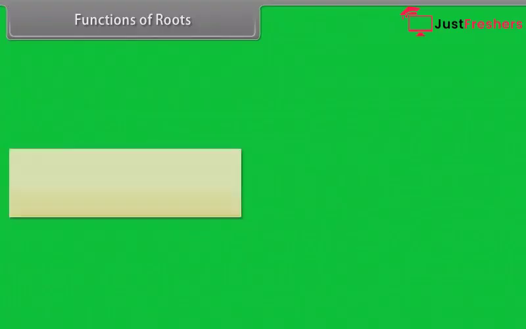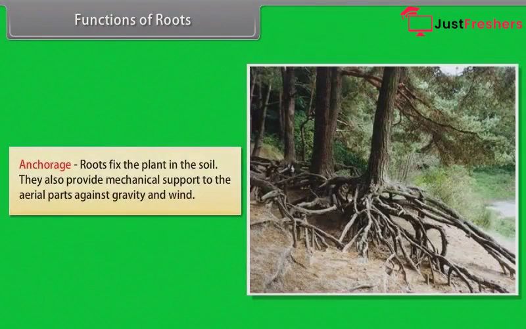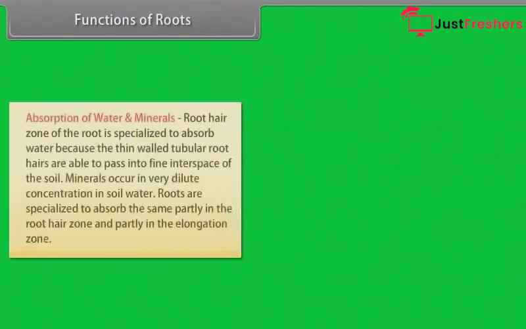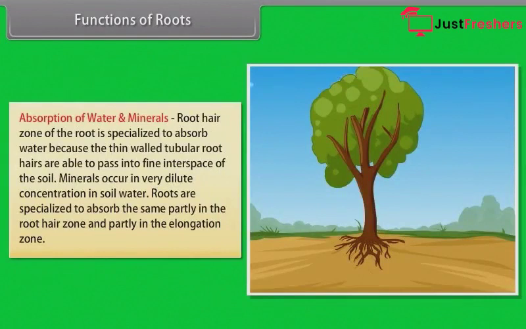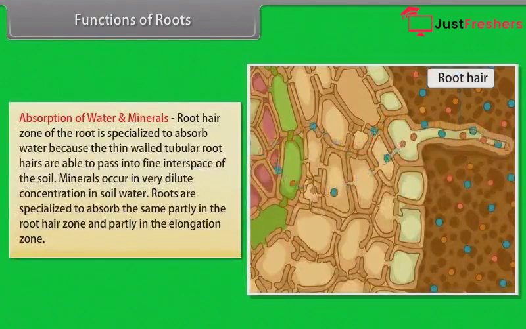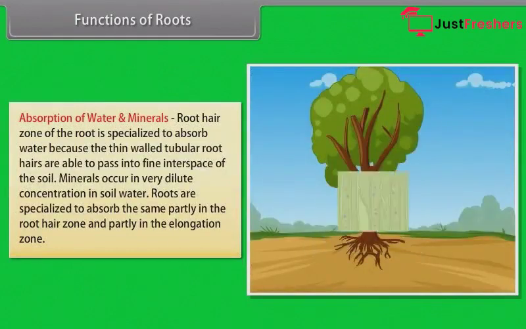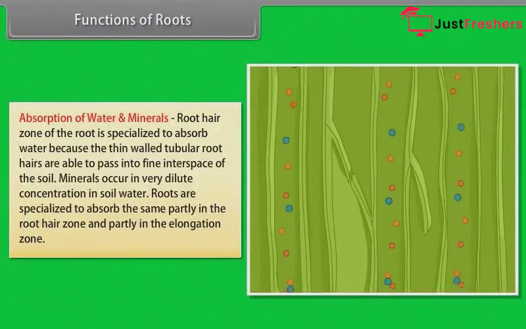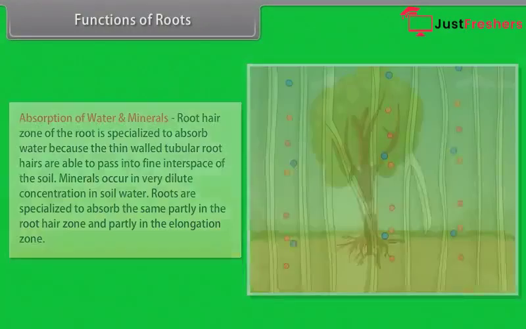Functions of roots. Anchorage: roots fix the plant in the soil. They also provide mechanical support to the aerial parts against gravity and wind. Absorption of water and minerals: the root hair zone of the root is specialized to absorb water because the thin-walled tubular root hairs are able to pass into fine interspace of the soil. Minerals occur in very dilute concentration in soil water. Roots are specialized to absorb the same partly in the root hair zone and partly in the elongation zone.